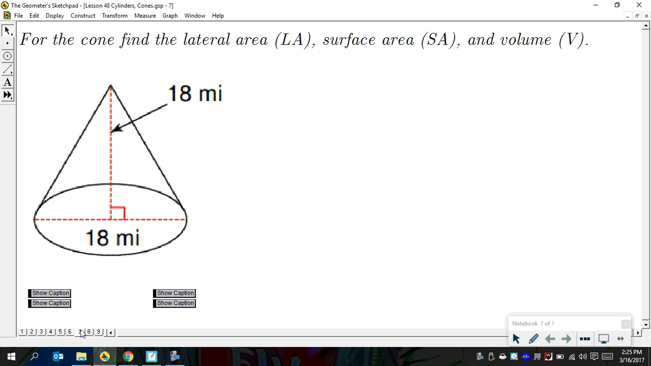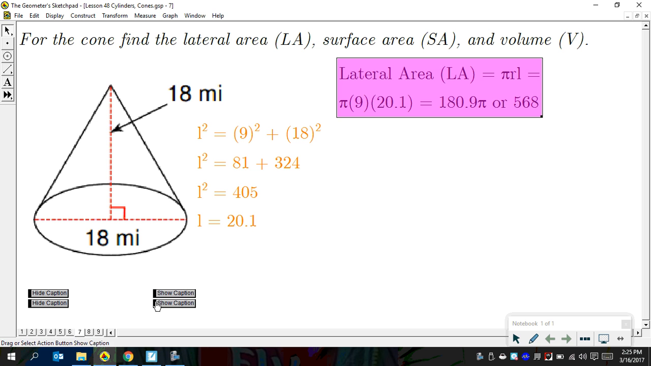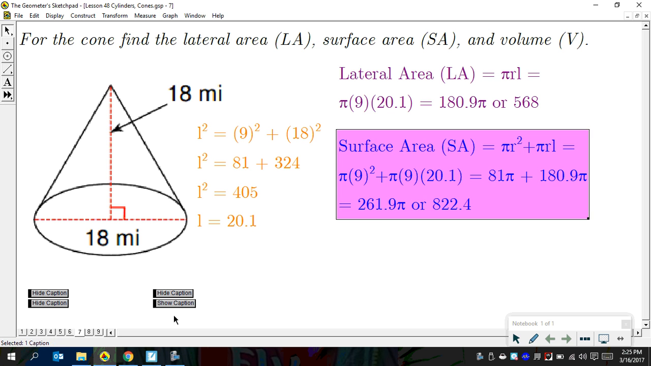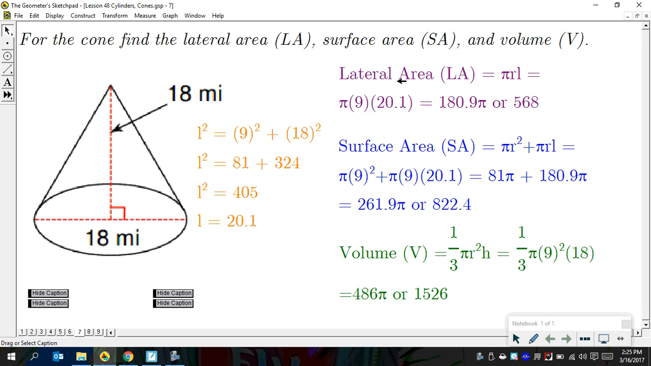So let's do another one. This time I have the diameter, so my radius is going to be half of that, which is 9. I need to solve for the slant height again, so I use Pythagorean theorem. Plug in 9, my radius, and 18, my height, and get the slant height to be 20.1. So then I can just use my values to plug in and get lateral area, surface area, and volume.